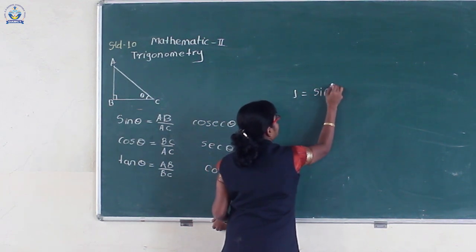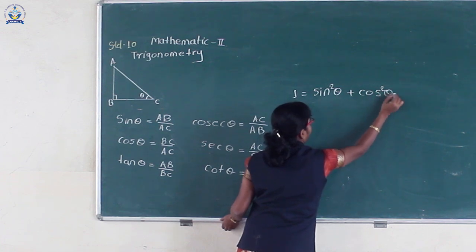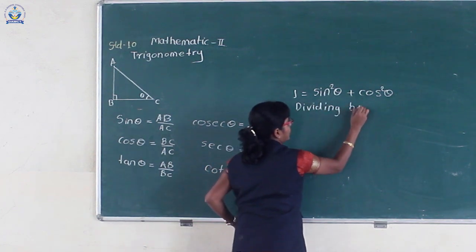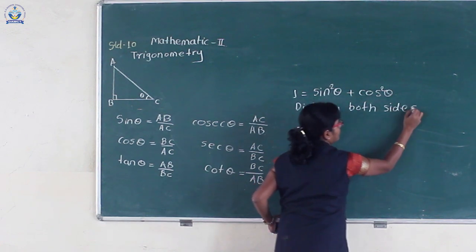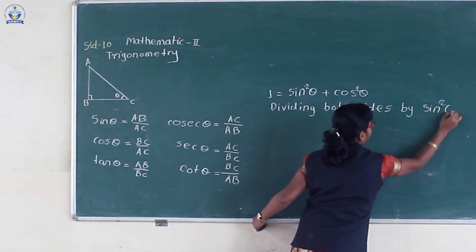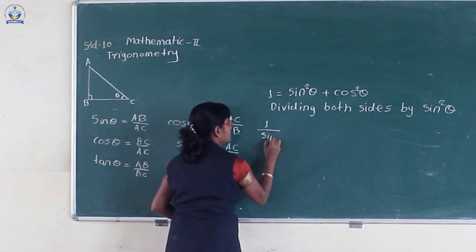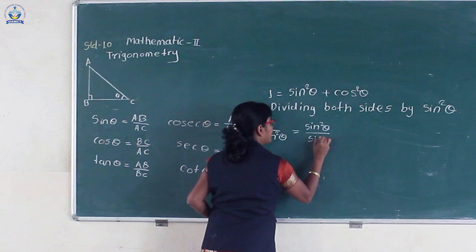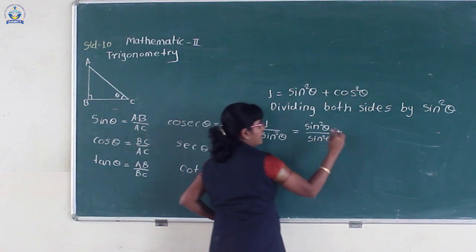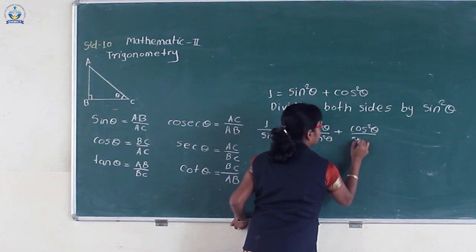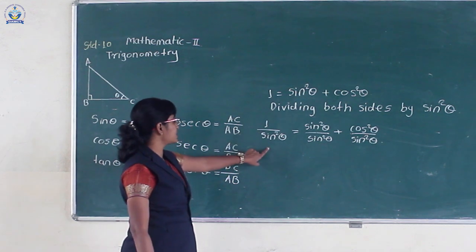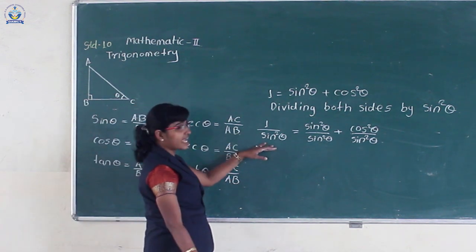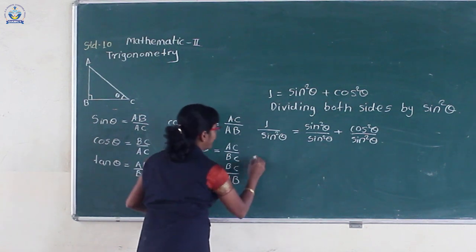1 is equal to sin square theta plus cos square theta. Dividing this equation on both sides by sin square theta, the equation becomes 1 upon sin square theta is equal to sin square theta divided by sin square theta plus cos square theta divided by sin square theta. 1 upon sin square theta, that means 1 upon sin theta is cosec theta. Here is a square, so it can be written as cosec square theta.